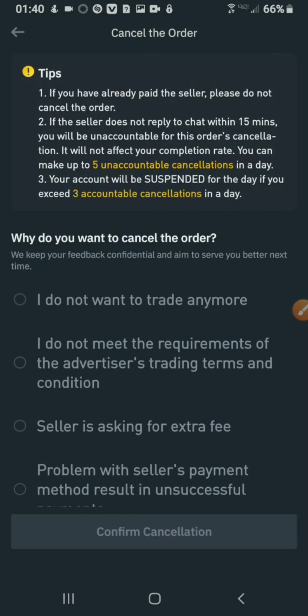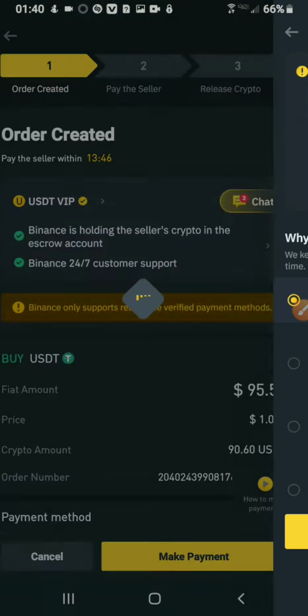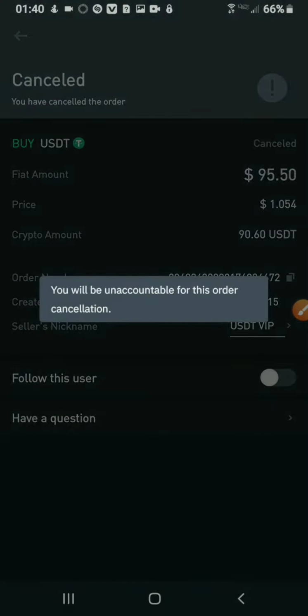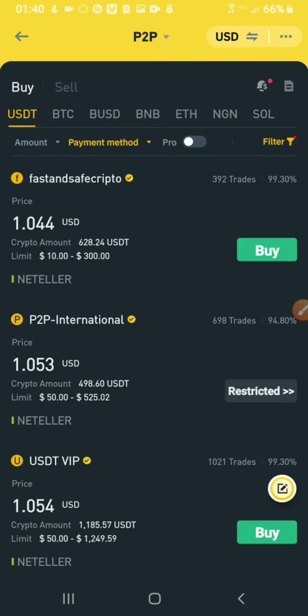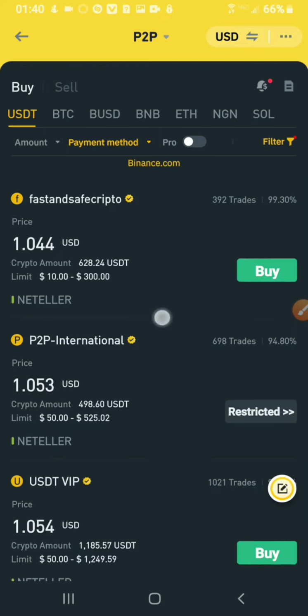Okay, so I don't want to trade anymore. So we have cancelled the trade. That was just for demonstration. So this person is going to receive this money, and you are going to click on I have transferred the money. Remember, each time you do any payment, you should always keep your screenshot, so that if there's any dispute, those screenshots will serve as proof of payment, and the money will still be released to you by the platform.